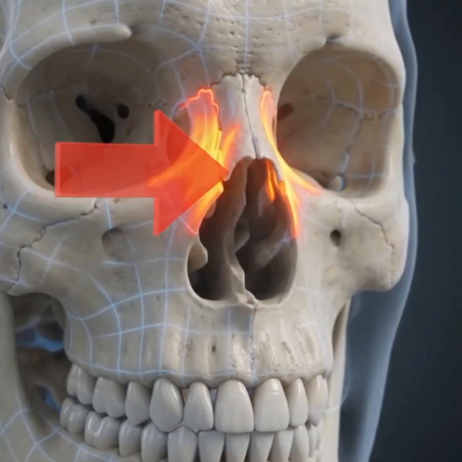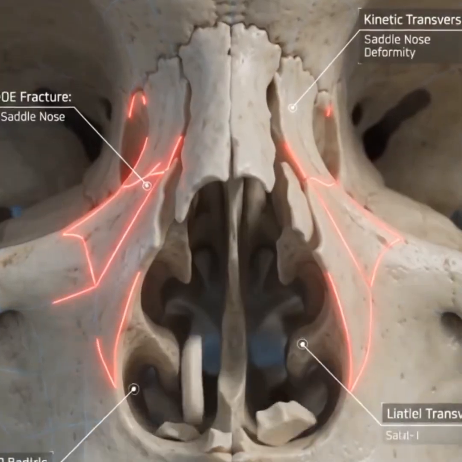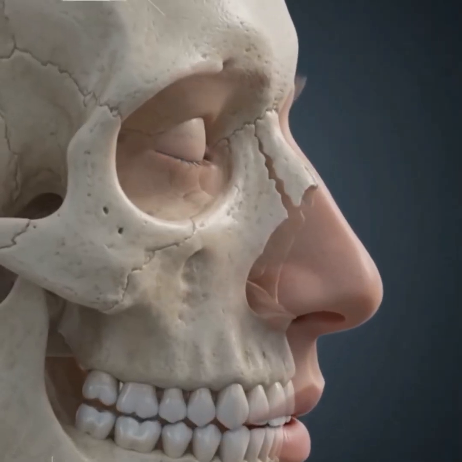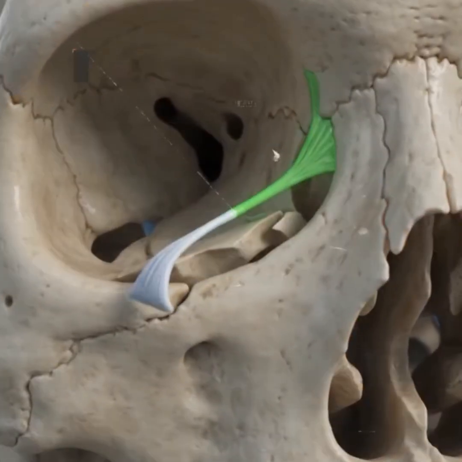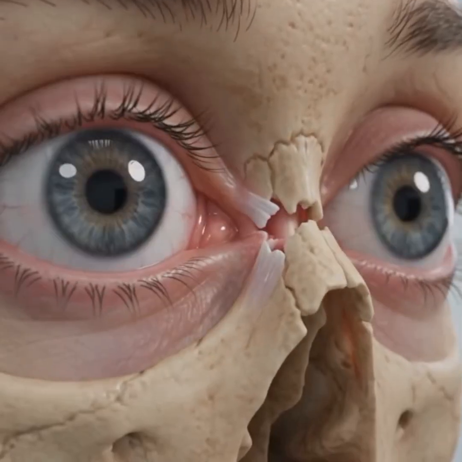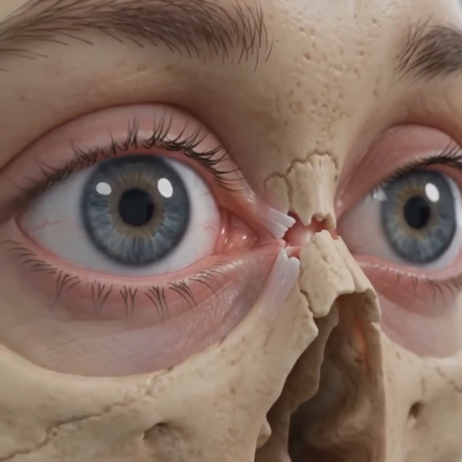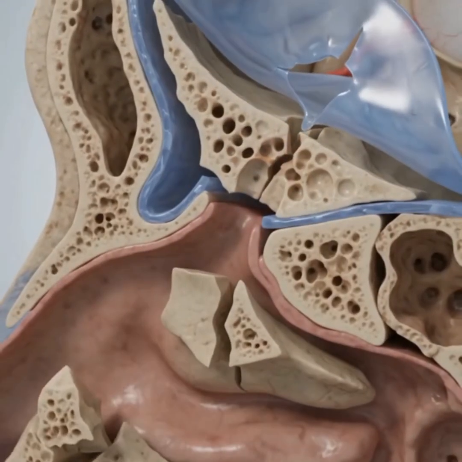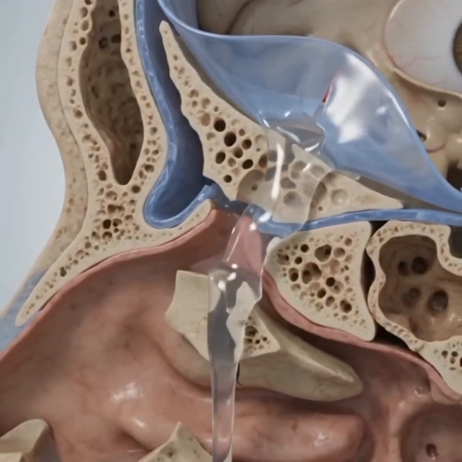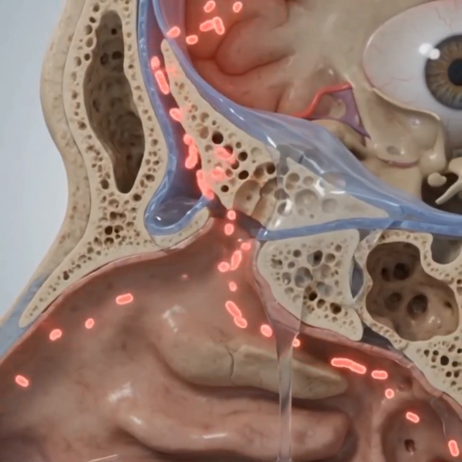Naso-orbito-ethmoid, or NOE fractures, occur from high-energy blunt impact to the nasal bridge. Forces transmit posterior, resulting in a saddle nose deformity. Crucially, this disrupts the medial canthal tendon. Disruption of this tendon allows the eyelids to shift laterally. NOE fractures can tear the closely associated dural membrane. This tear can result in a cerebrospinal fluid leak, predisposing the patient to meningitis.